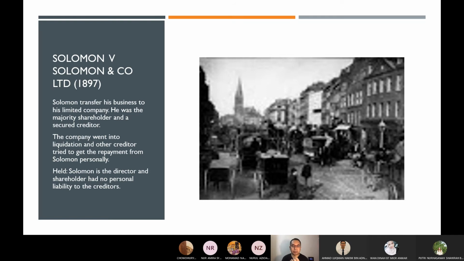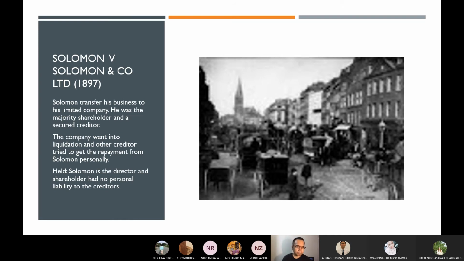This is such a landmark case because before this, the law always recognized that the owner and the company are the same person. But after this case, the court held that the company and the owner of the company are two separate persons. So this is why this case is such a landmark case.